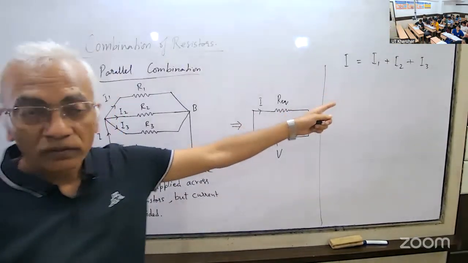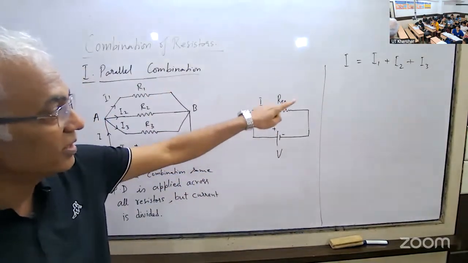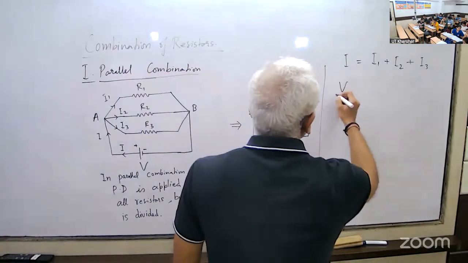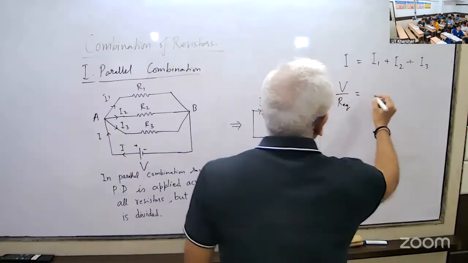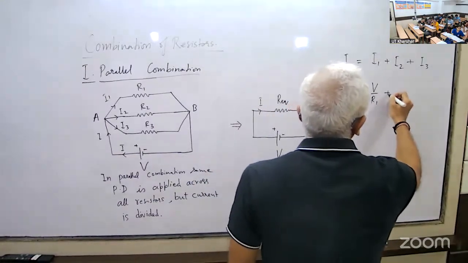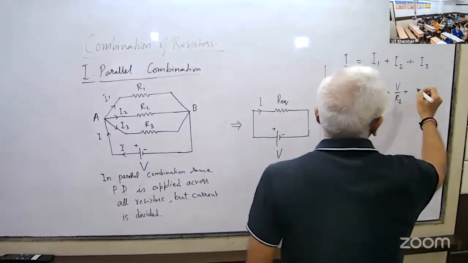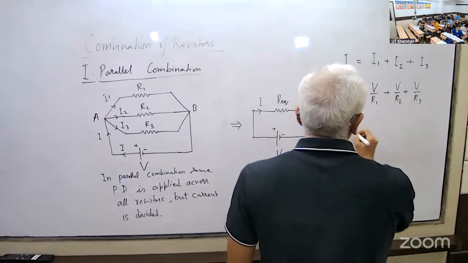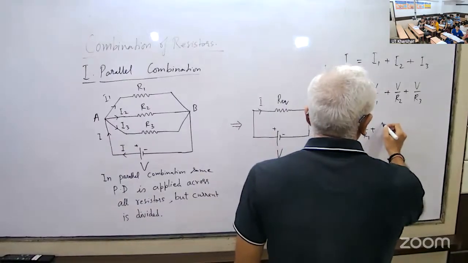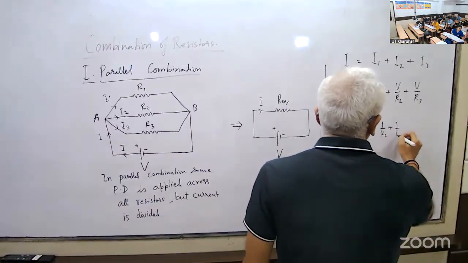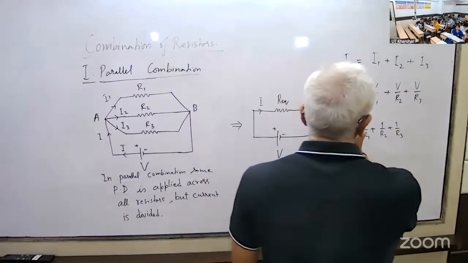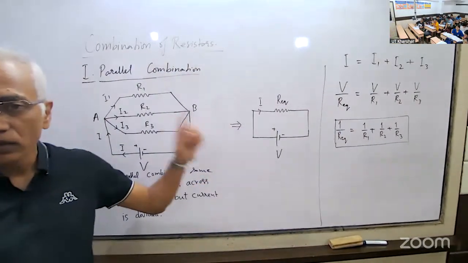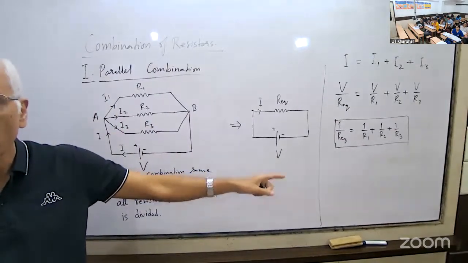Now I apply Ohm's law. Ohm's law will be applied to the equivalent circuit, LHS is for the equivalent circuit. So what is this? V by R equivalent. This will be V by R1 and so on. What is it? 1 by R equivalent is equal to the sum of these. So this is how you find the equivalent resistance in case of parallel combination.